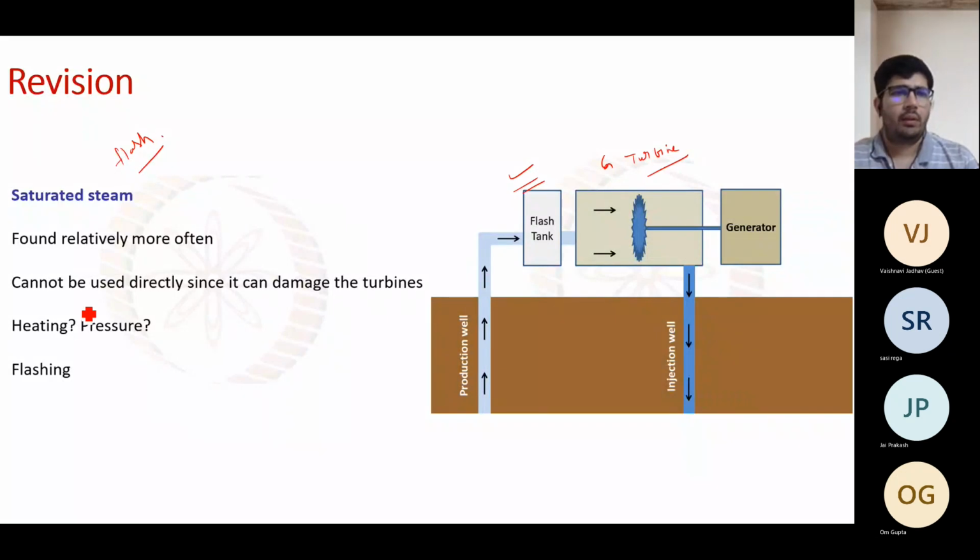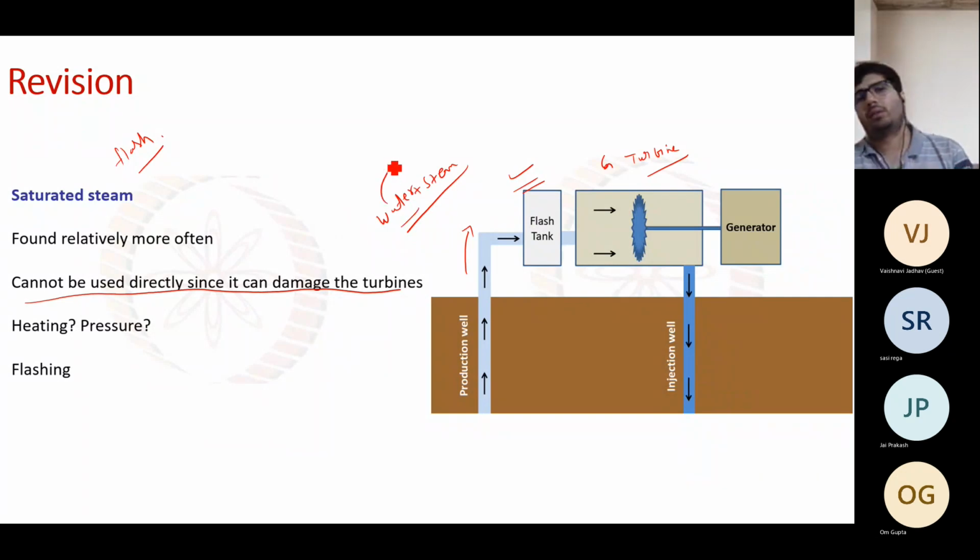It cannot be used directly since it can damage the turbines. We cannot use it directly because the production well is producing water plus steam, not directly steam. Water is also there. These water particles will damage the turbine blades, and turbine blades are very costly. So we cannot use this directly. We have to convert it into complete steam, then only we can use it.